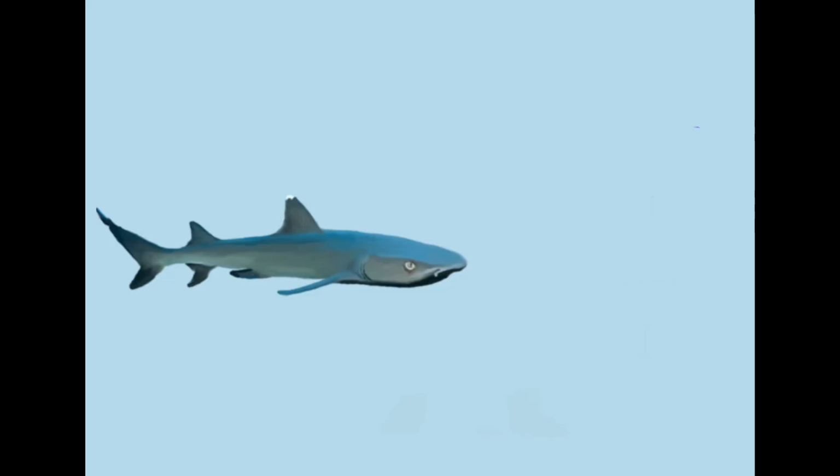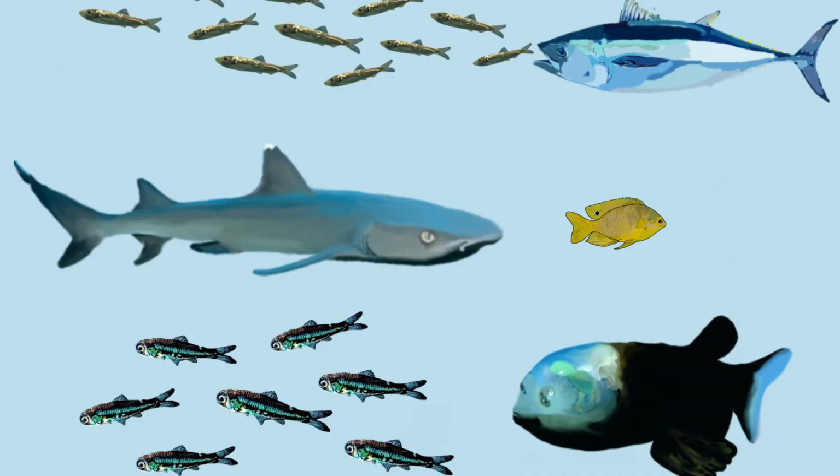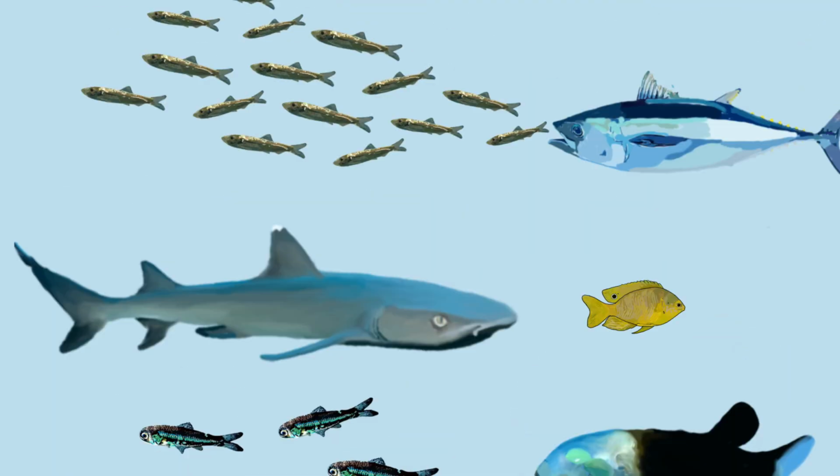The extreme limitations imposed on vision underwater caused a wider range of selection pressures on fish, leading to their diverse eye evolution that contributed to their increased diversity over terrestrial vertebrates.